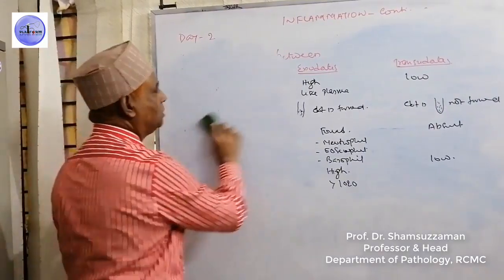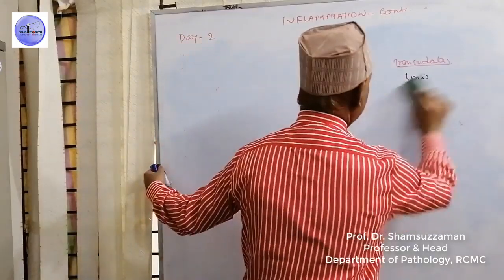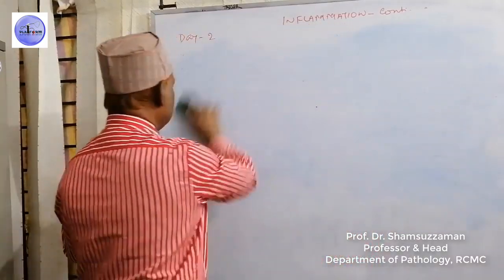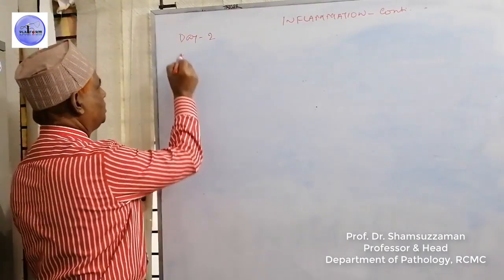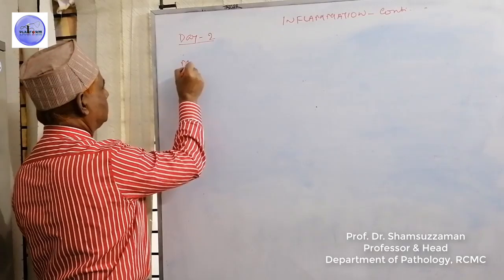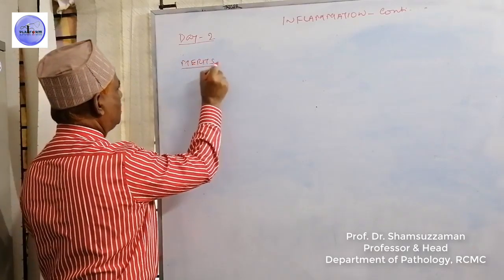Now, dear audience, we know that at the site of acute inflammation there is formation of exudate. What are the merits and demerits of exudate? Now come to the merits of exudates.